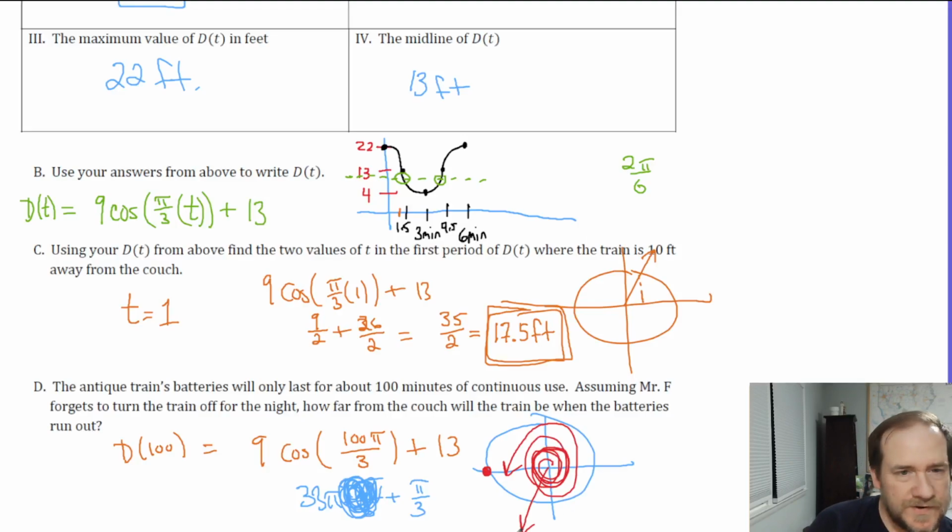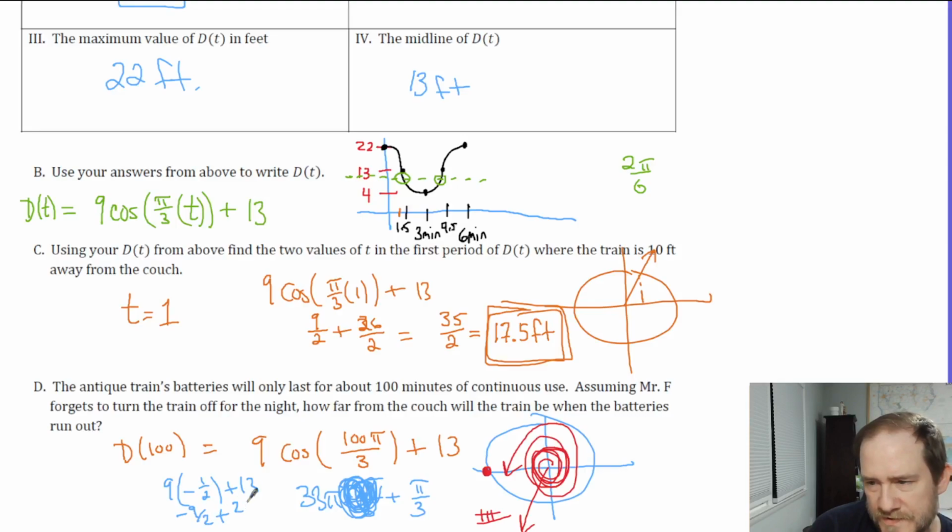So you're talking about a 60-degree reference angle again, but this time it's in quadrant 3. So this time you know that what you've got is 9 times negative a half plus an extra 13, which means this time you're doing negative 9 over 2 plus 26 over 2. So if I take 9 away from 26, I'm left with 17. Feels right to me. So 17 over 2, aka 8.5.